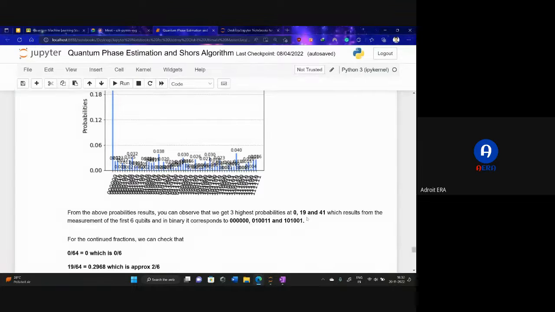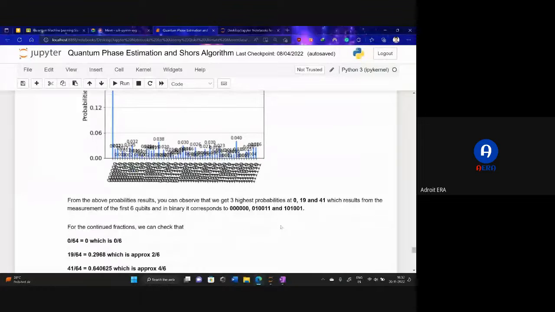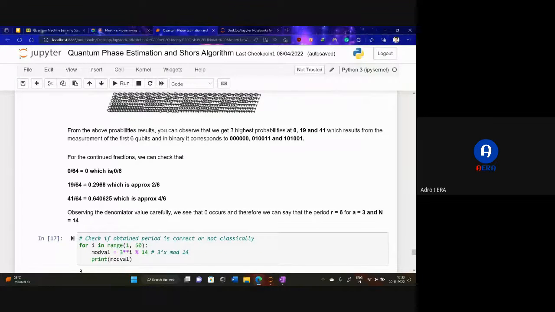Before that, once you take the example a = 3, N = 14, you can just try to calculate classically what the period will be, after what value it starts repeating. Then with the help of continued fractions and equivalent fractions, we can see it's 2 to the power 6 = 64, because in the first register we are taking 6 qubits, right? Therefore that value, the measured value divided by 2 to the n, where n is the number of qubits in the first register, gives the phase.